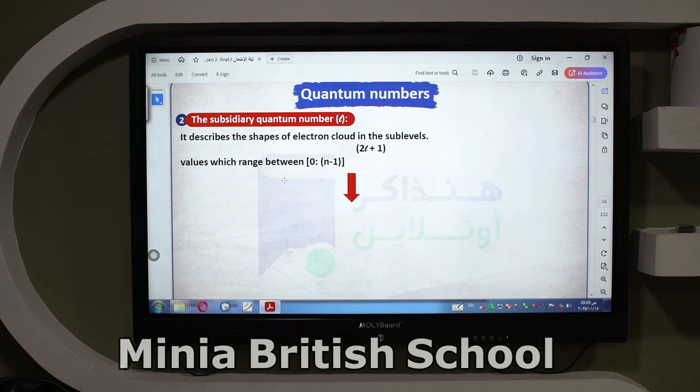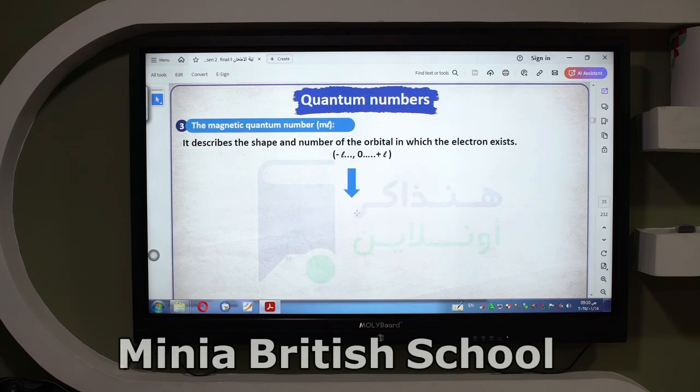Number 2, the subsidiary quantum number, which takes the symbol l. It describes the shape of the electron clouds in the sublevel. We know that each main energy level consists of energy sublevels, and it follows the rule 2l plus 1. We have 4 subsidiary quantum numbers, s, p, d, f, and they take values from 0 until n-1. So s has value 0, p is 1, d is 2, and f is 3. So we cannot find any subsidiary quantum number with a value more than 3.